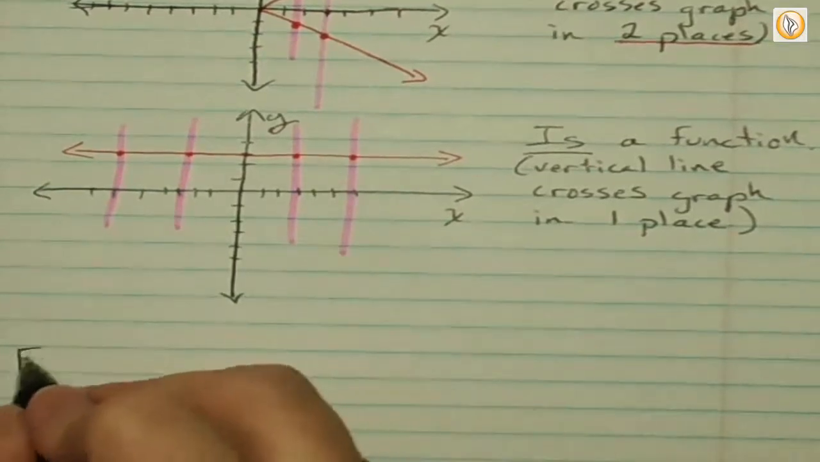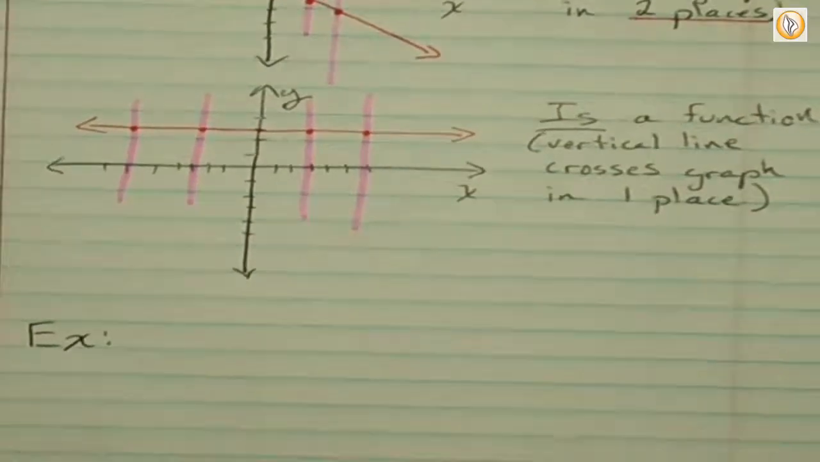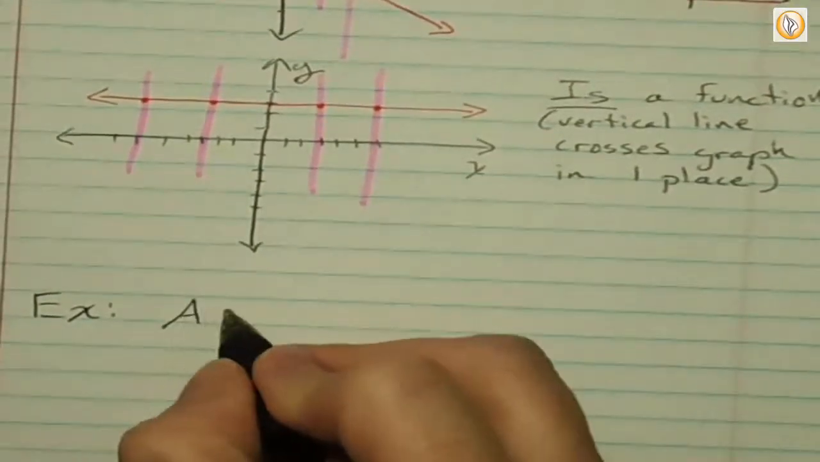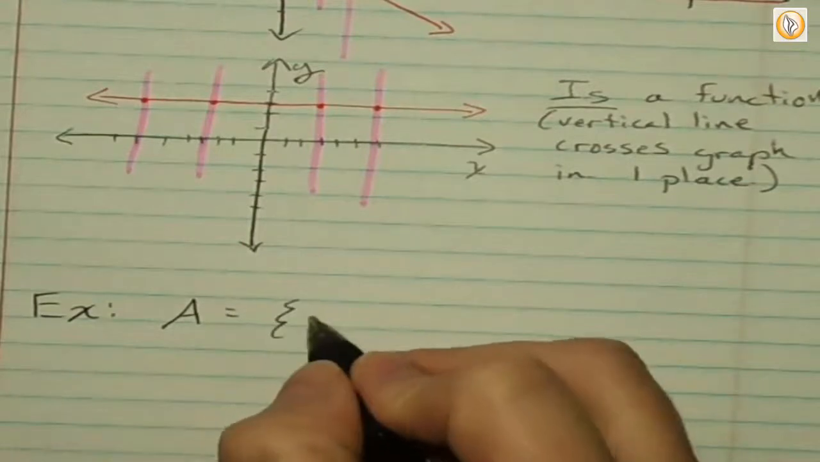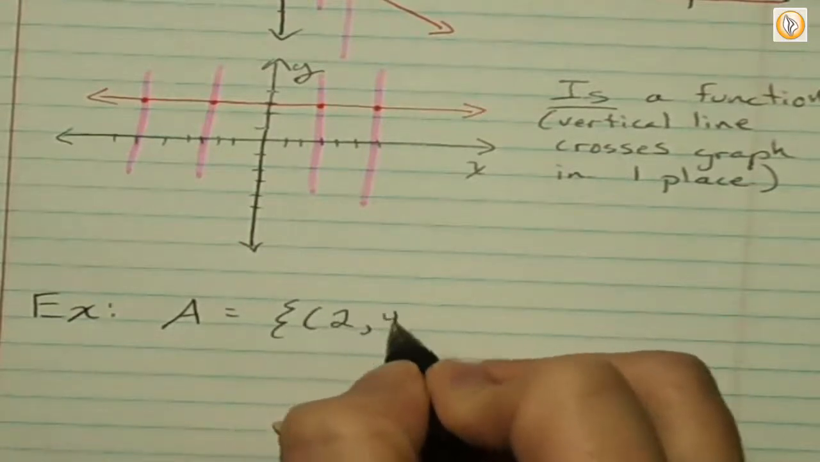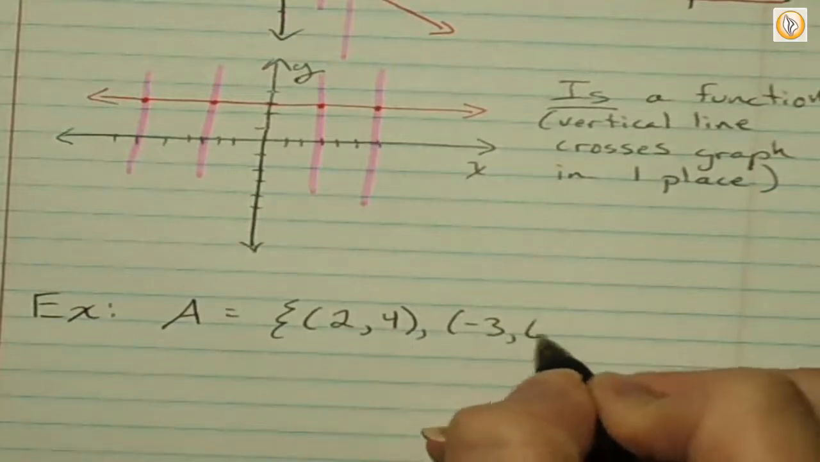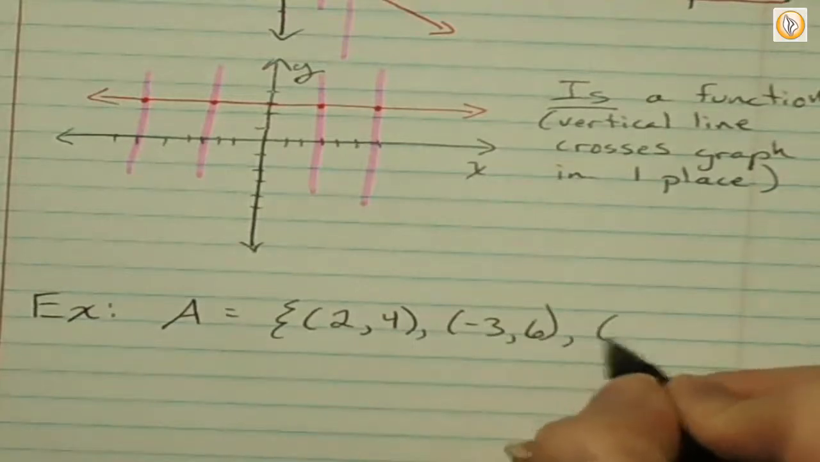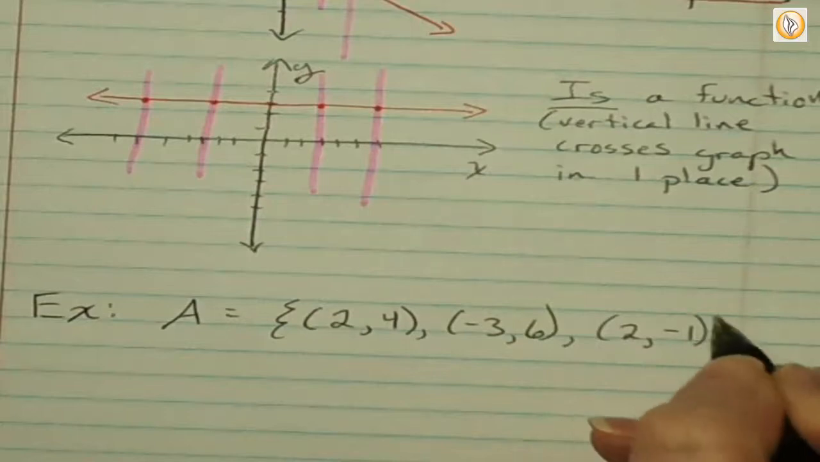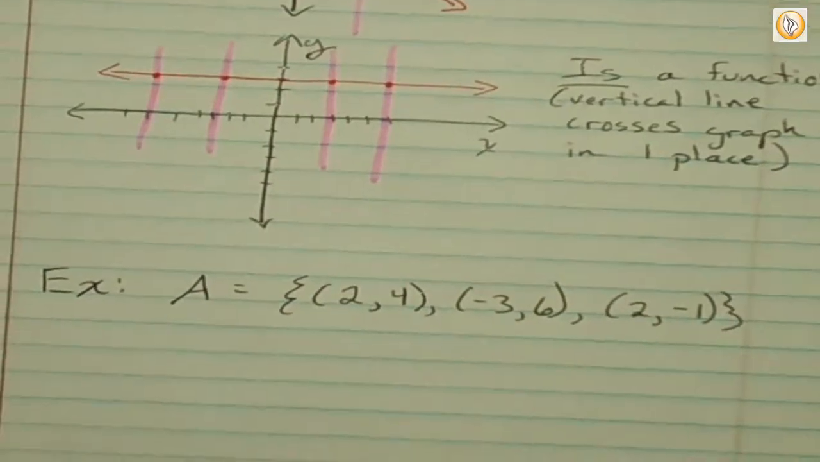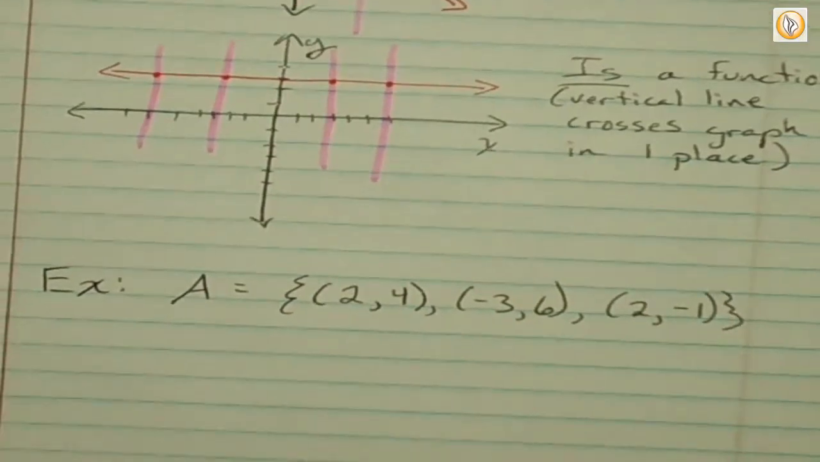Just a review real quick, especially since Keith has been gone. If A was a set of ordered pairs, 2 and 4, you're writing this down too, -3 and 6, 2 and -1. I'll let you write it down.